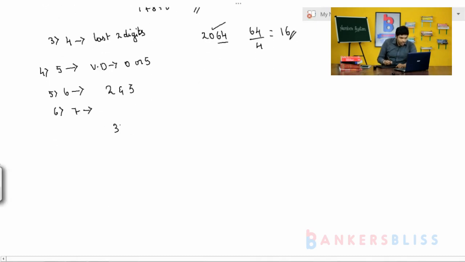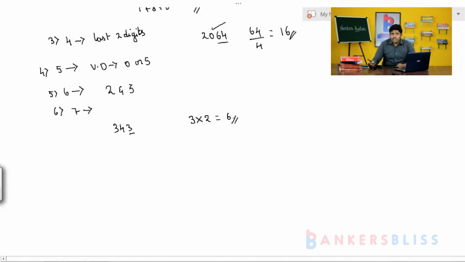We know 343 means 7 cube. 7 cube is 343. Definitely it is divisible by 7. Because of that reason, I took 343. Whatever may be the number, you consider the unit digit. In this number, the unit digit is 3. So, I am going to multiply it by 2. In the end, I am going to get 6.